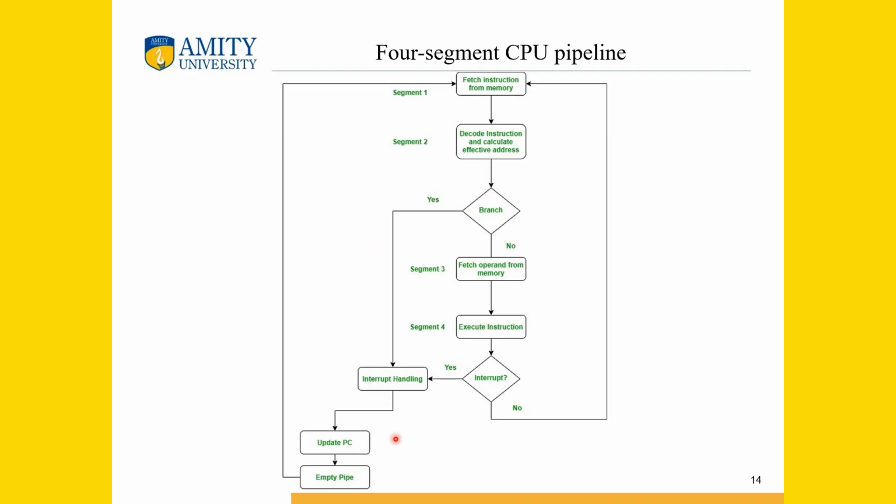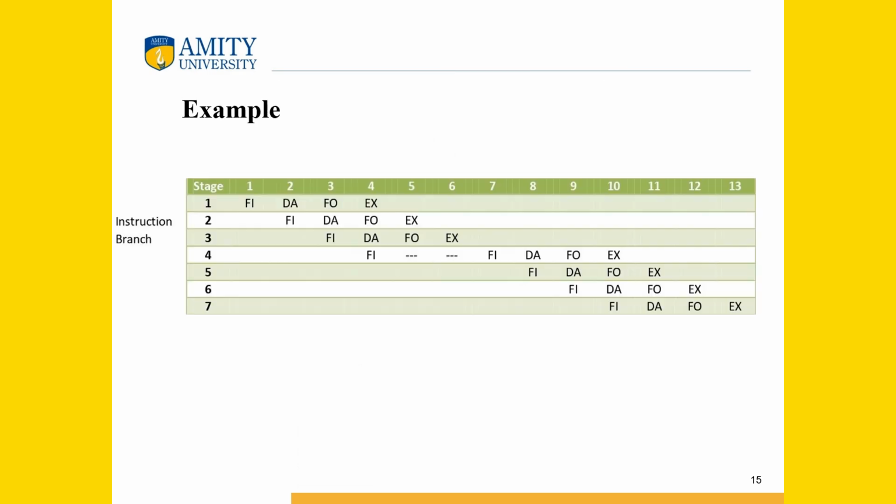We look at this side of the cycle where we have a branch or an interrupt. When that happens, we are going to follow interrupt handling processes. We're going to update it, and then we're going to empty the pipeline, and then we're going to go back to the instruction again.